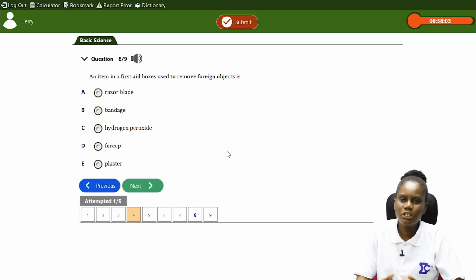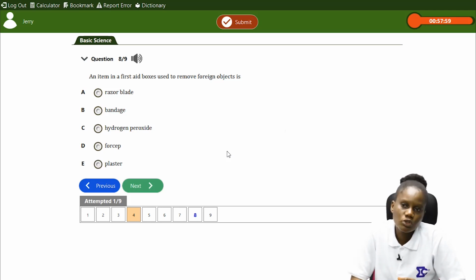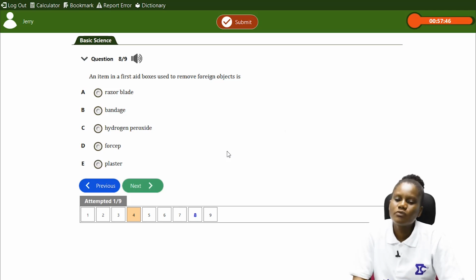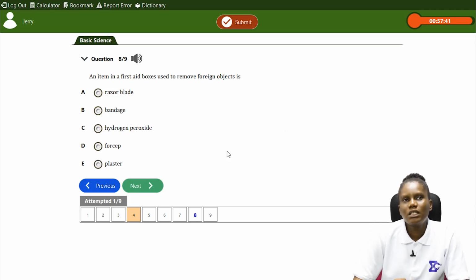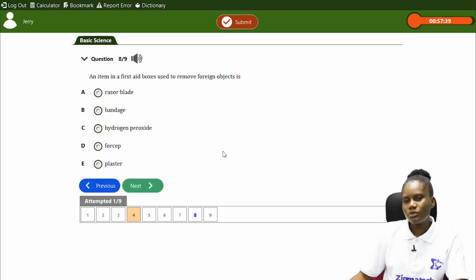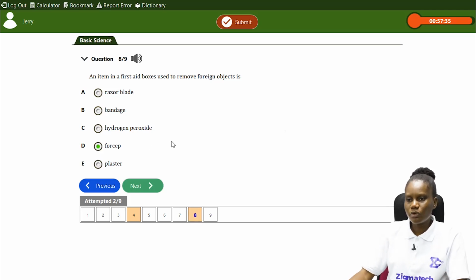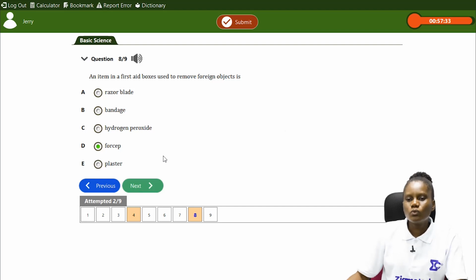So let's examine each of these options. Razor blade. You don't use razor blade to remove objects. You use it to cut something. Bandage is used to bind the wound, to dress the wound. Hydrogen peroxide is used to clean wounds. Forceps, yes, you can use it to remove foreign objects. Plaster is also for binding the wound. So the right answer there is D, forceps. It is used to remove foreign objects from wounds.